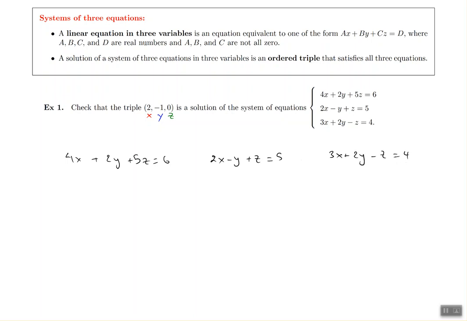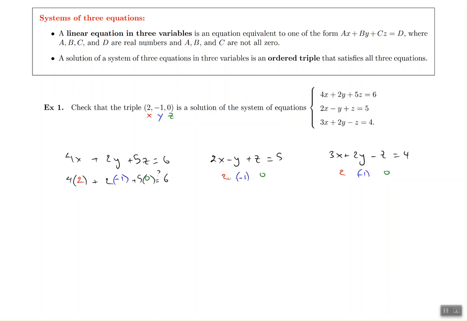So I'm going to be plugging 2 into all the x's, into all the equations. And then I'm going to plug in the -1 into all the y's everywhere. And then finally the z, which is 0, into all of the equations. And again, keep in mind all the other numbers have to be carried over. So there we go. I'm just going to write everything down.